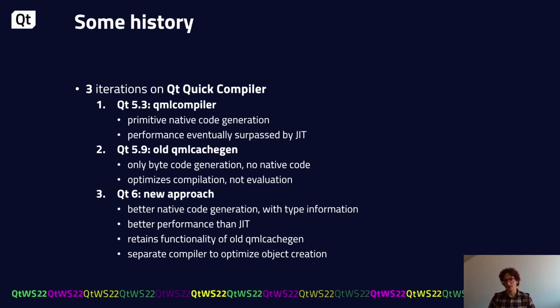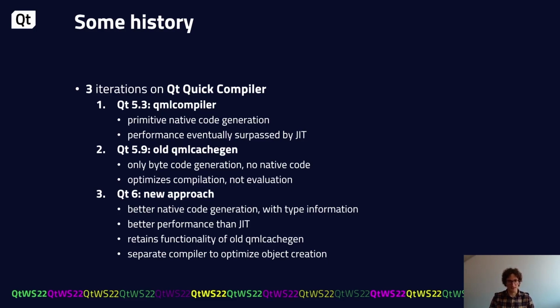By using QML Cache, you can generate the bytecode ahead of time at the compilation step of your application rather than at runtime. This is nice, but it doesn't really make the evaluation of bindings and functions faster.